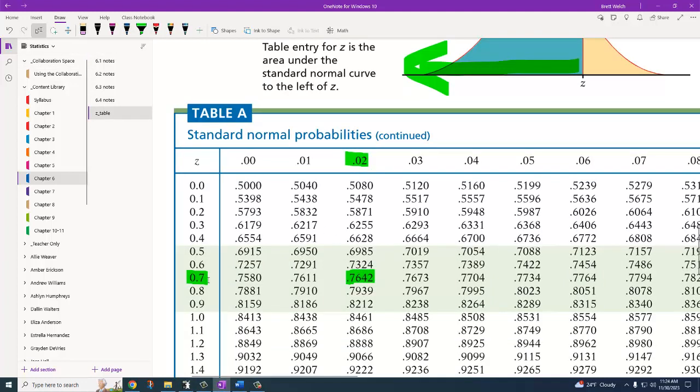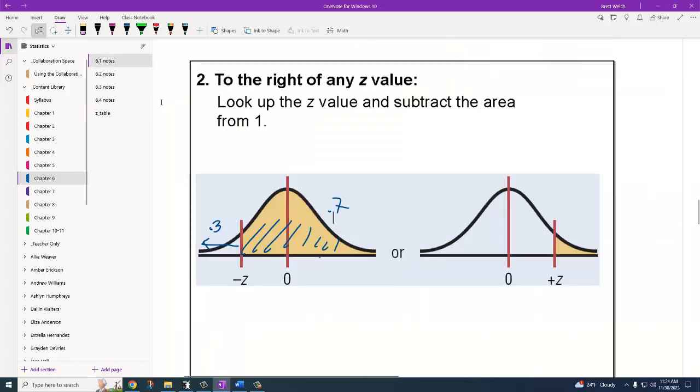If I wanted the area to the right of 0.72, I would take my 7642. So if z is 0.72, the area to the right would equal 1 minus 0.7642, which is 0.2358. That would be the area to the right. So if I was doing a problem like this, that's that area, 0.2358.